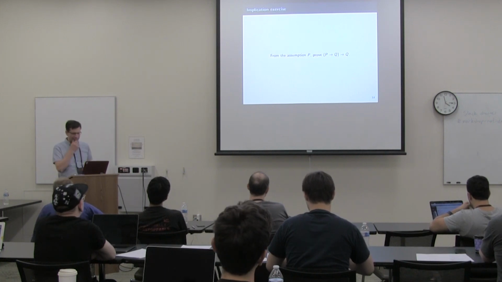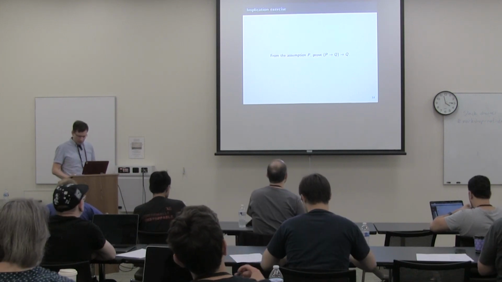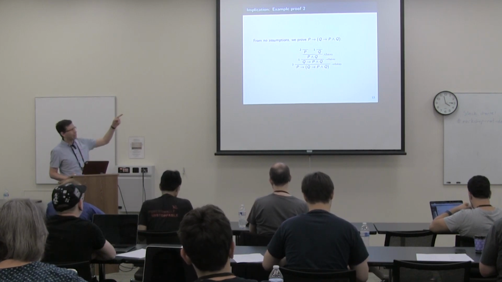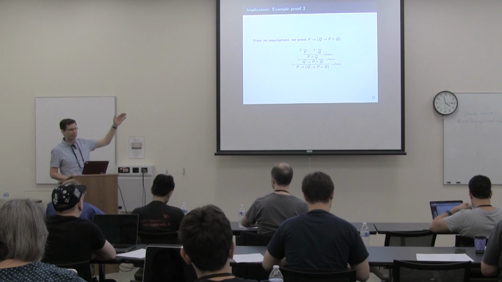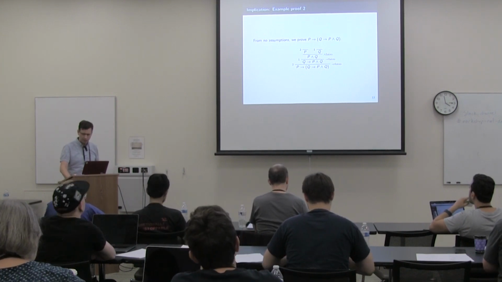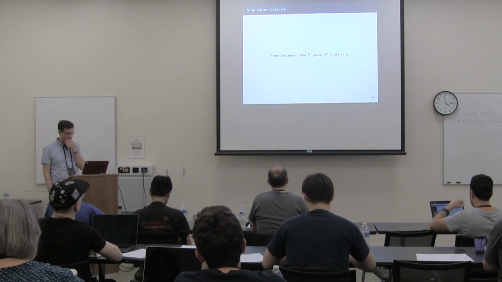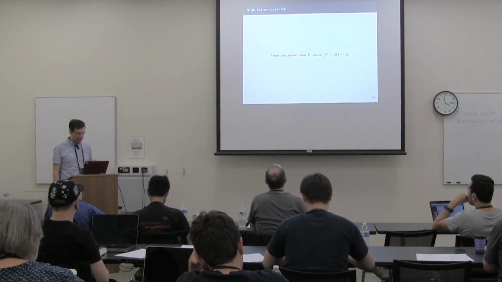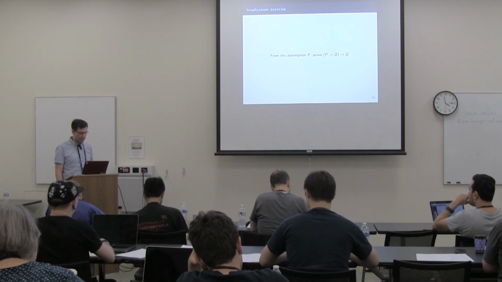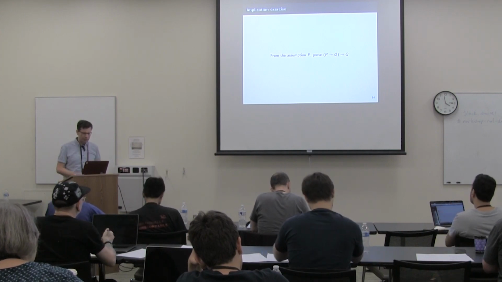Okay, now I'm going to give you an exercise. Oh, one more thing I want to say about this briefly is that I had no assumptions. This is the first time I had no assumptions. So if I have no assumptions, it's called a tautology. So now from the assumption P, prove that P implies Q implies Q.